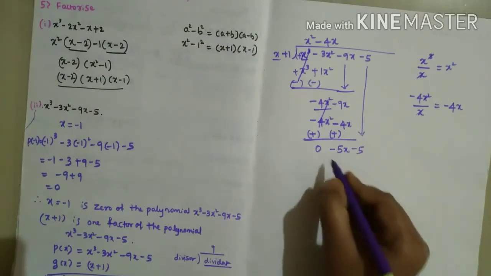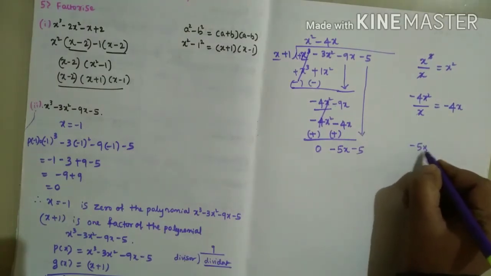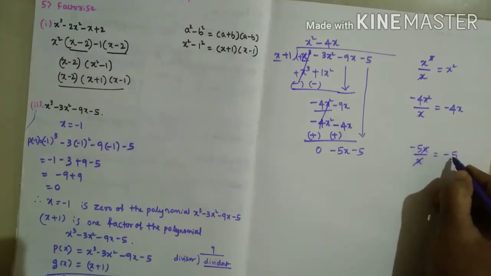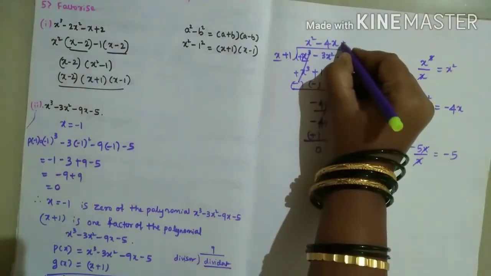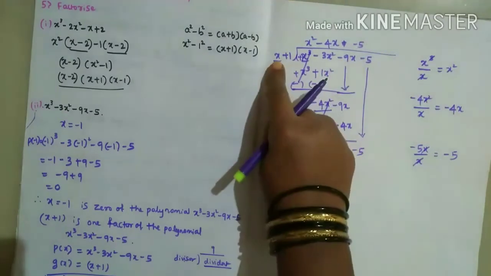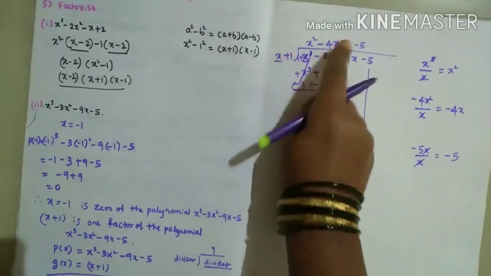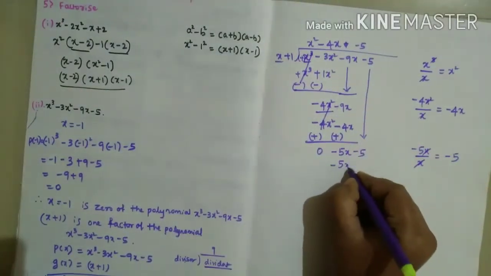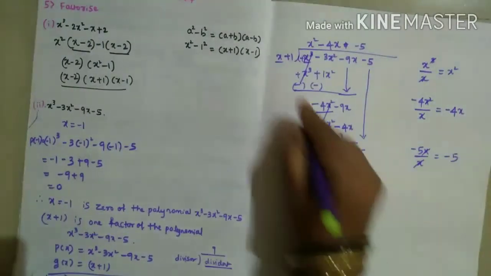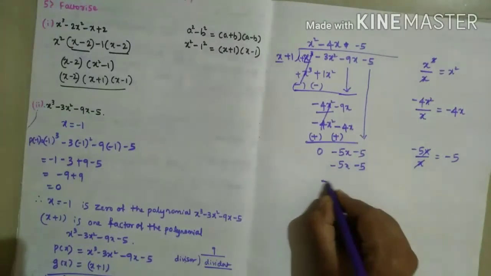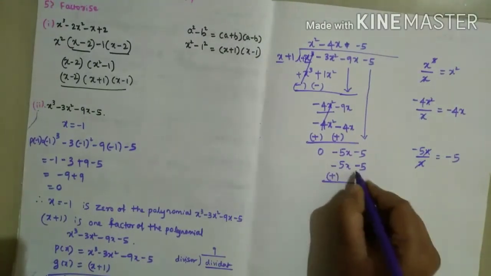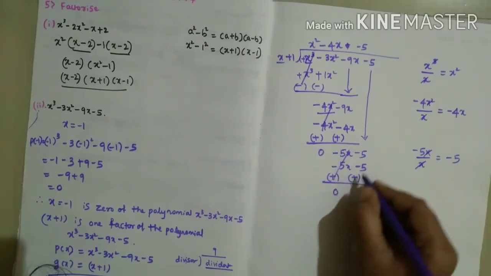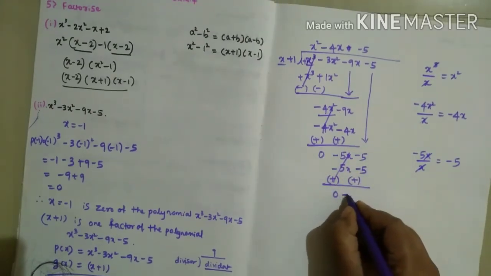Now minus 5x divided by x. x will get cancelled. We will get the third term of the quotient, which is minus 5. Now here plus is there. Plus into minus is minus. x into 5 is 5x. Plus into minus is minus. 1 into 5 is 5. Now I will change the sign. Minus will become plus. Minus will become plus. Minus 5x plus 5x will become 0. Minus 5 plus 5 also will become 0.